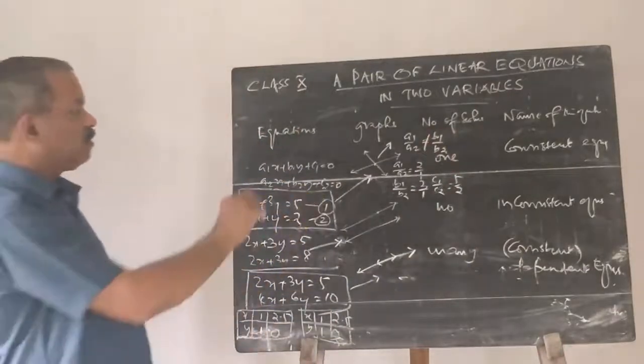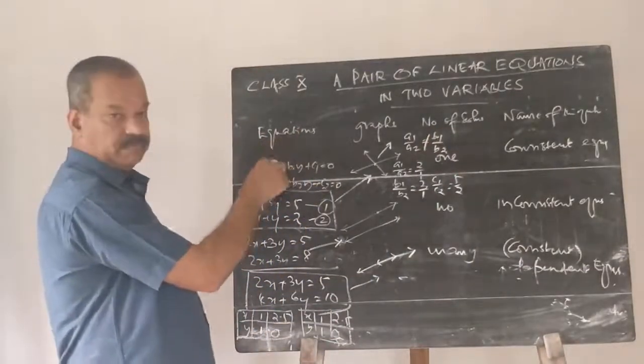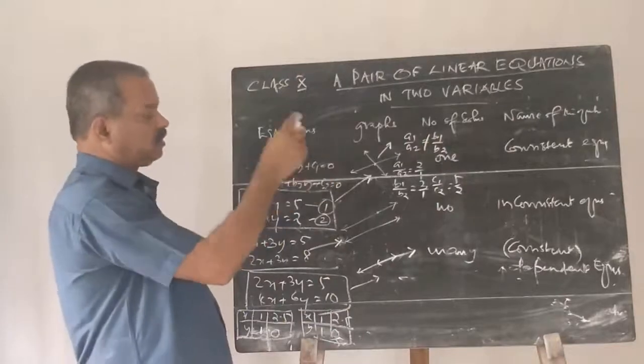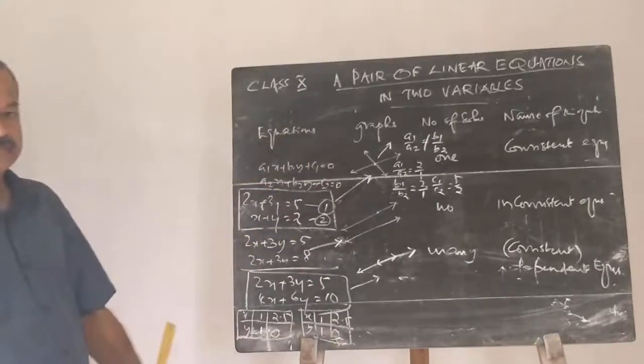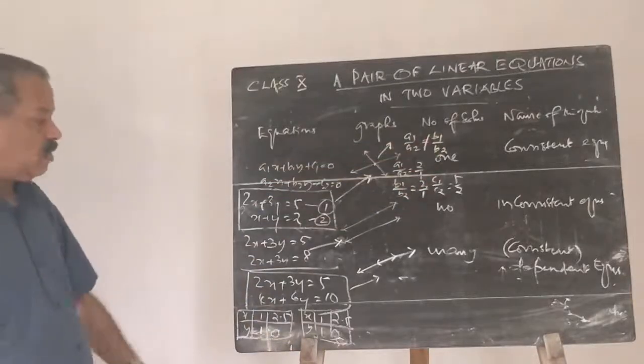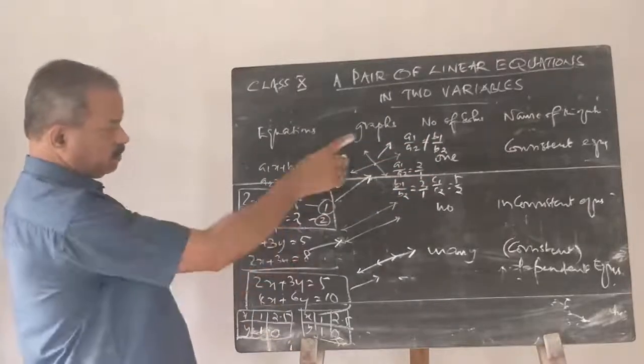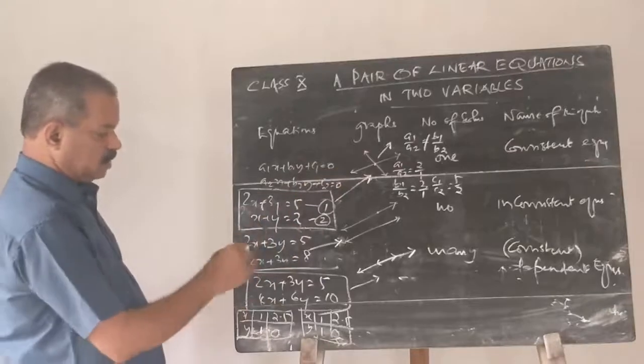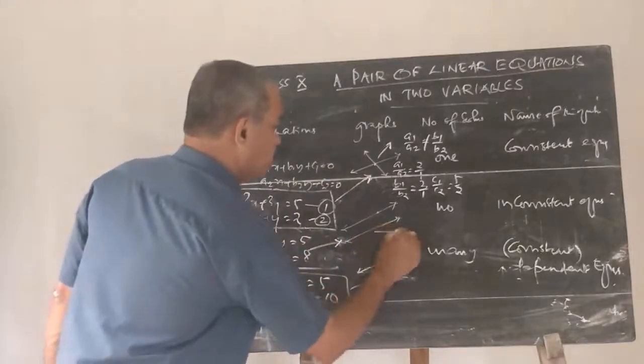That is the ratio of the coefficients of the first equation and the second equation. A1 by A2 is not equal to B1 by B2. Now let us find the same ratio for the second set, A1 by A2 for parallel lines.